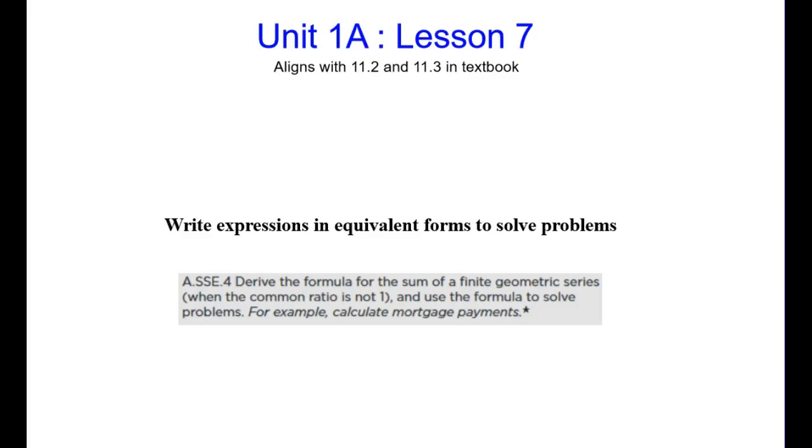Unit 1A, Lesson 7. This lesson aligns with 11.2 and 11.3 in your textbooks. The one standard we are going to cover in this lesson: derive the formula for the sum of a finite geometric series when the common ratio is not 1, and use the formula to solve problems.